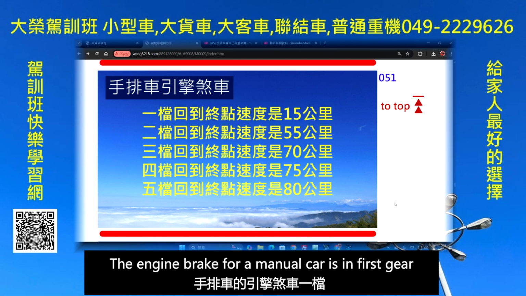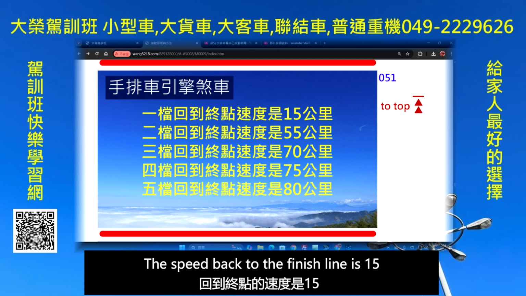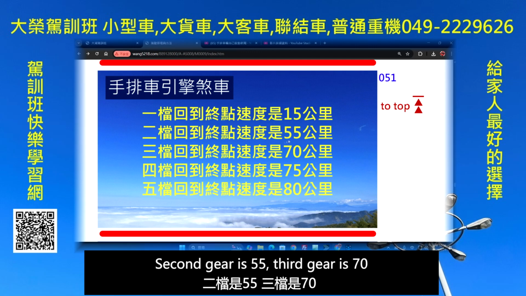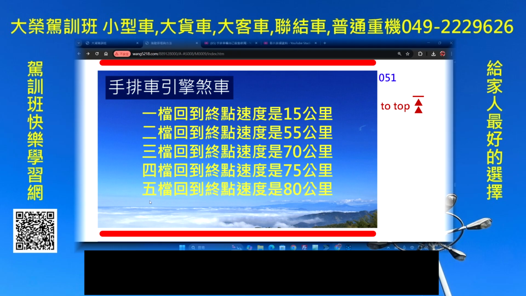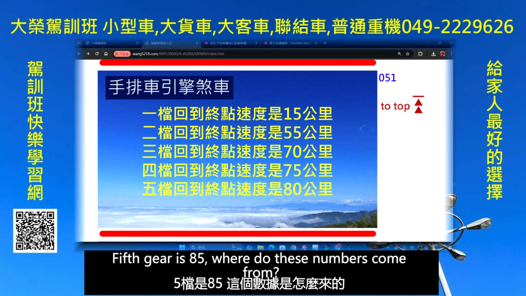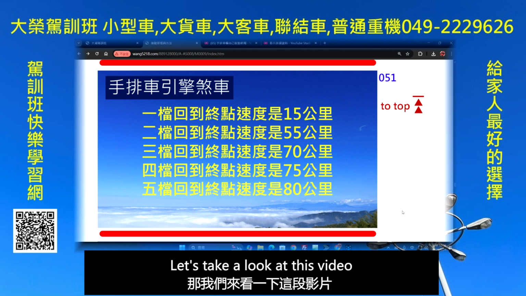The engine brake for a manual car is in first gear. The speed back to the finish line is 15. Second gear is 55. Third gear is 70. Fourth gear is 75. Fifth gear is 85. Where do these numbers come from? Let's take a look at this video.